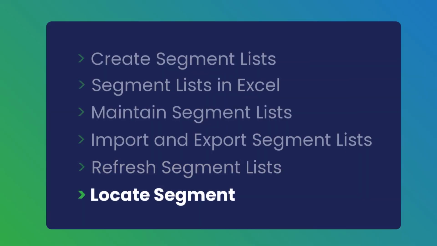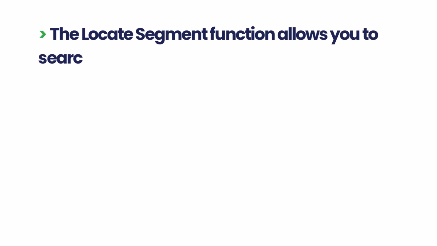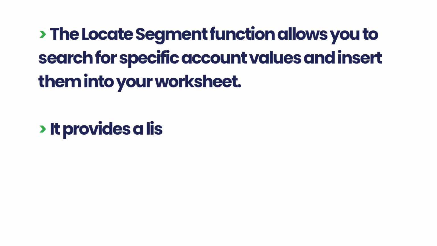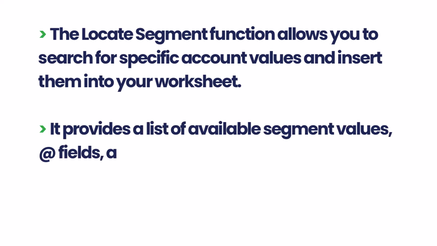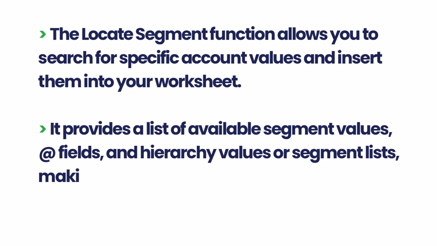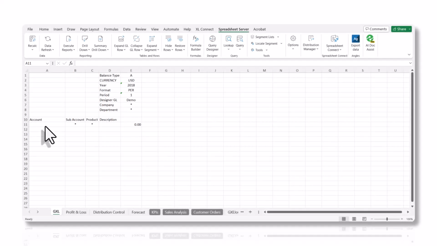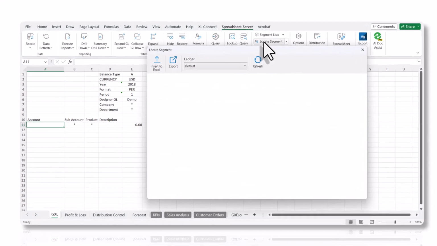Finally, let's understand the Locate Segment function. The Locate Segment function allows you to search for specific account values and insert them into your worksheet. It provides a list of available segment values, @ fields, and hierarchy values or segment lists, making it an ideal feature for finding the values you need. Select the cell to include the desired values and then click the Locate Segment button in the Spreadsheet Server ribbon.